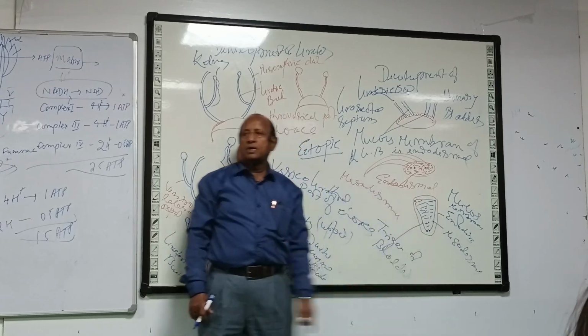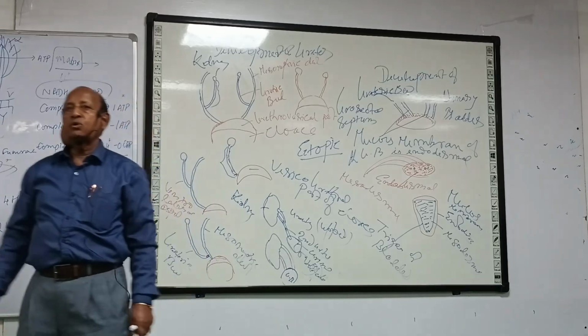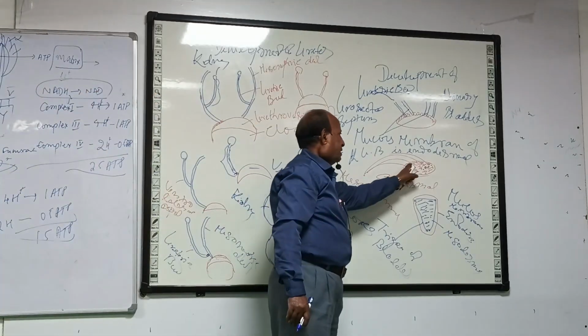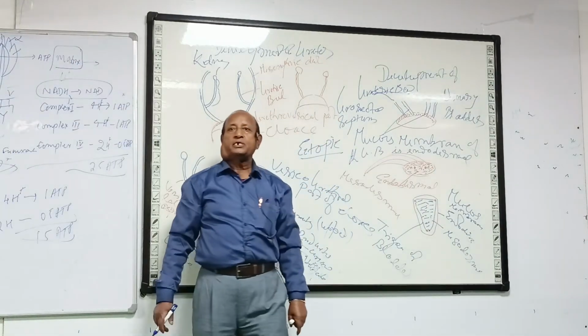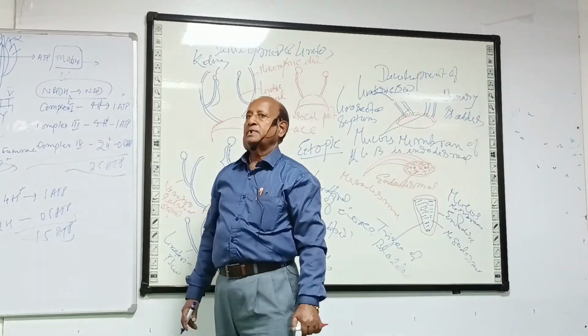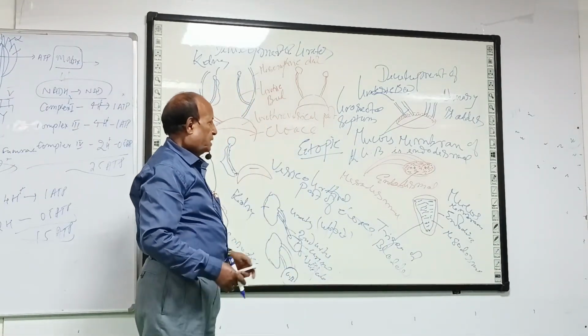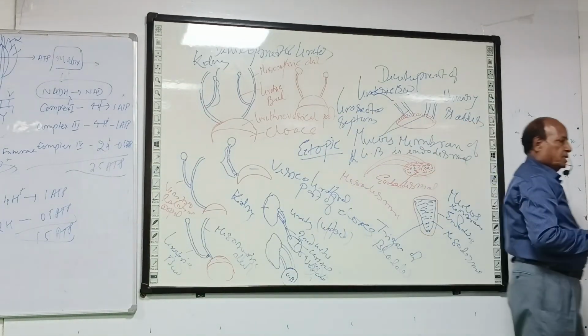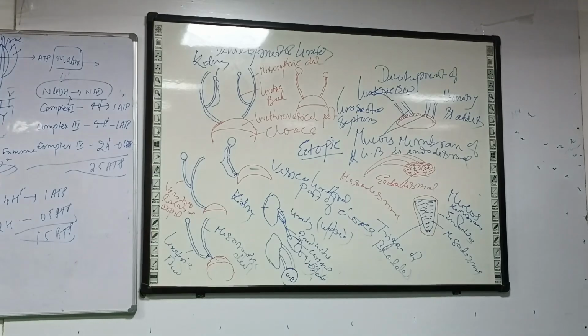The mucous membrane of the triangle of the bladder is mesodermal epithelium, and the mucous membrane of the rest of the bladder is endodermal epithelium. So in this way, there is the development of the urinary bladder and the ureter.